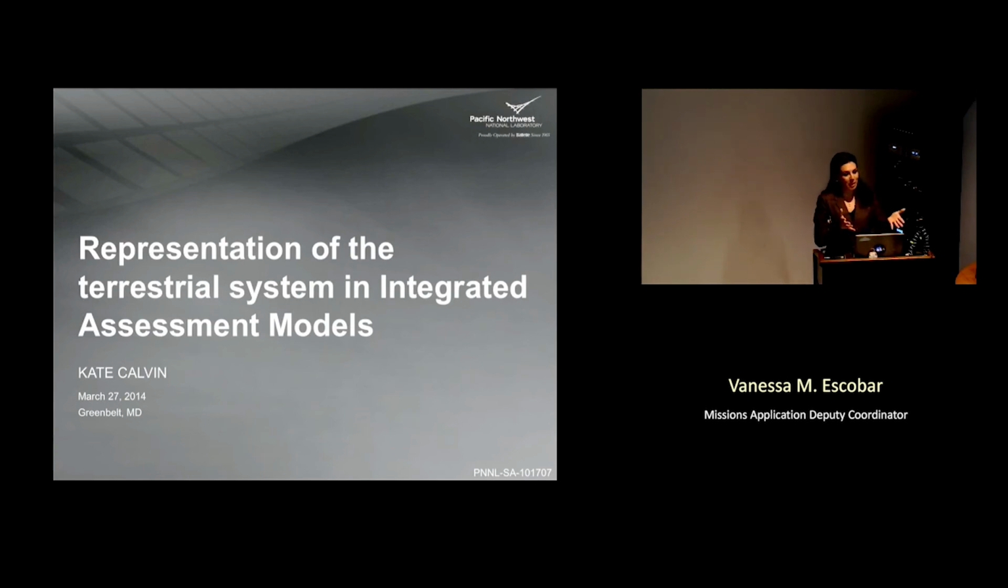And to give you a little bit about our speaker, Kate Calvin will be presenting to you on the representation of terrestrial systems in integrated assessment models. And so she is a research economist at the Pacific Northwest National Laboratory, which is a part of the Joint Global Change Research Institute. Many, many acronyms there. I'm going to let her tell you about her research and get into her talk.